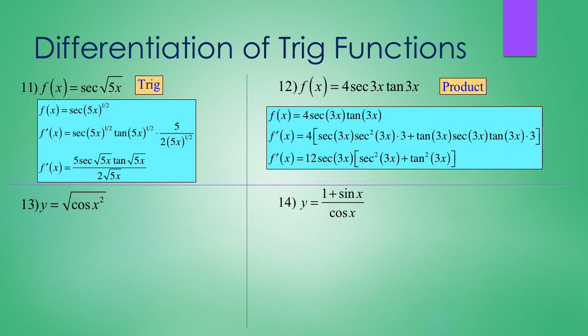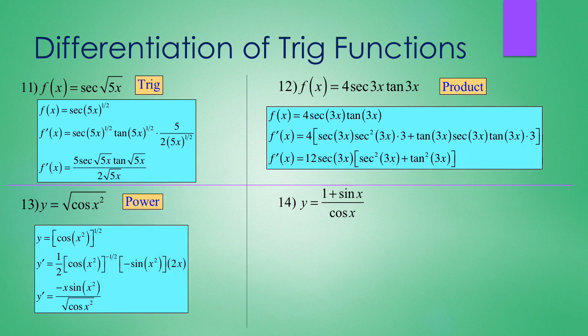Since both terms have a 3, we could factor it out. We could also factor out a secant 3x. So we get 12 secant of 3x times the quantity, secant squared of 3x, plus tangent squared of 3x.